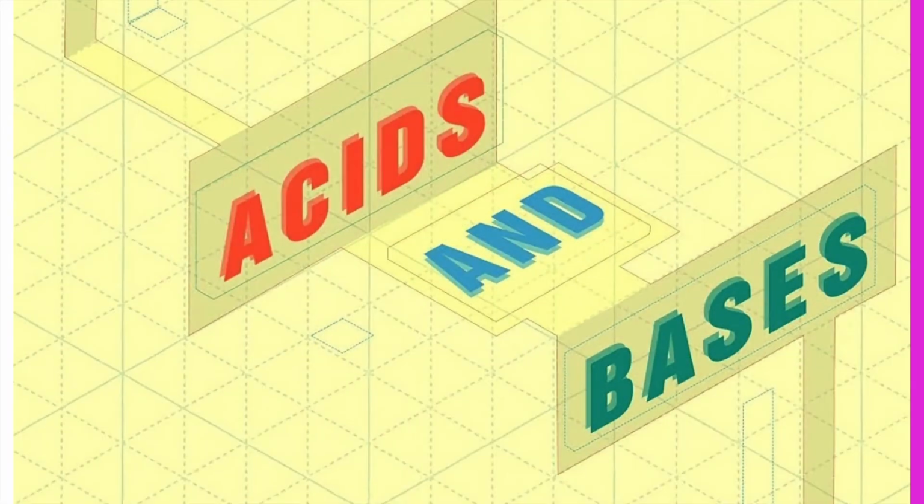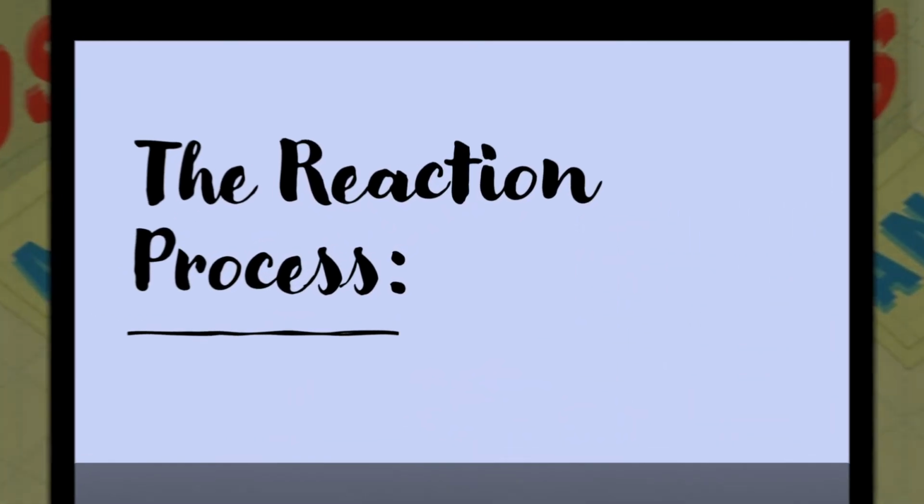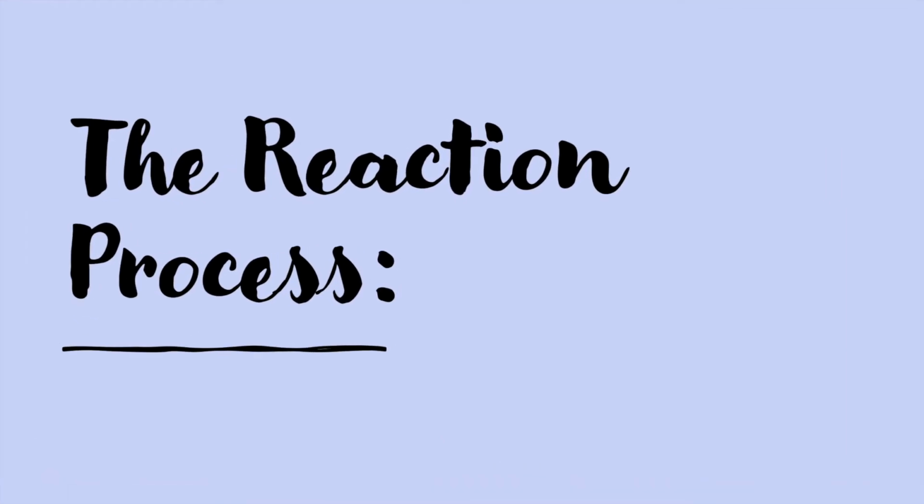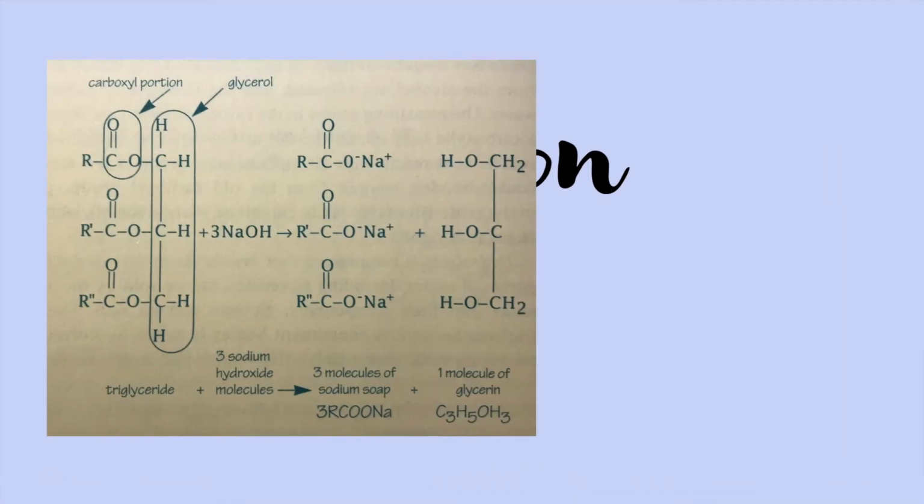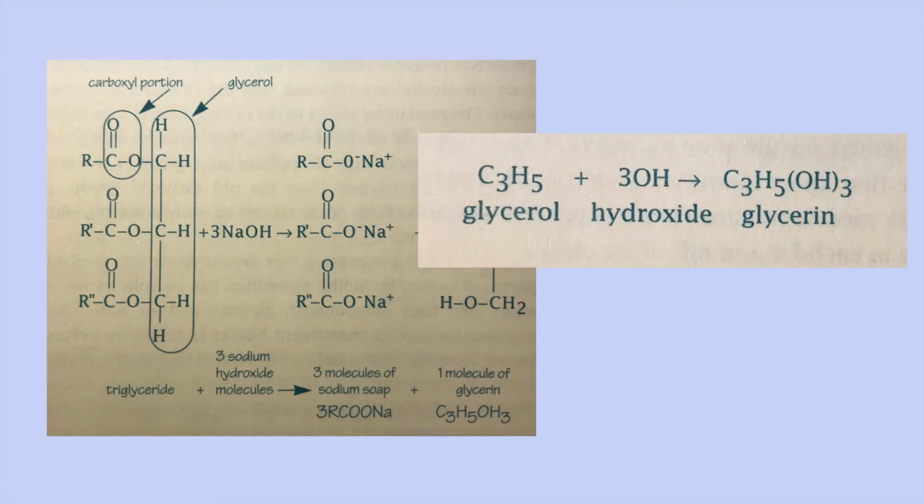So these were the acids and bases. Finally, we have the reaction process. When triglycerides break down into fatty acids and glycerol, fatty acids become available to react with sodium ions in the lye solution, making soap or sodium/potassium salts. And then the glycerol, which became available, reacts with the hydroxide ions in the lye solution to create glycerin. This is a very good moisturizer for the skin.